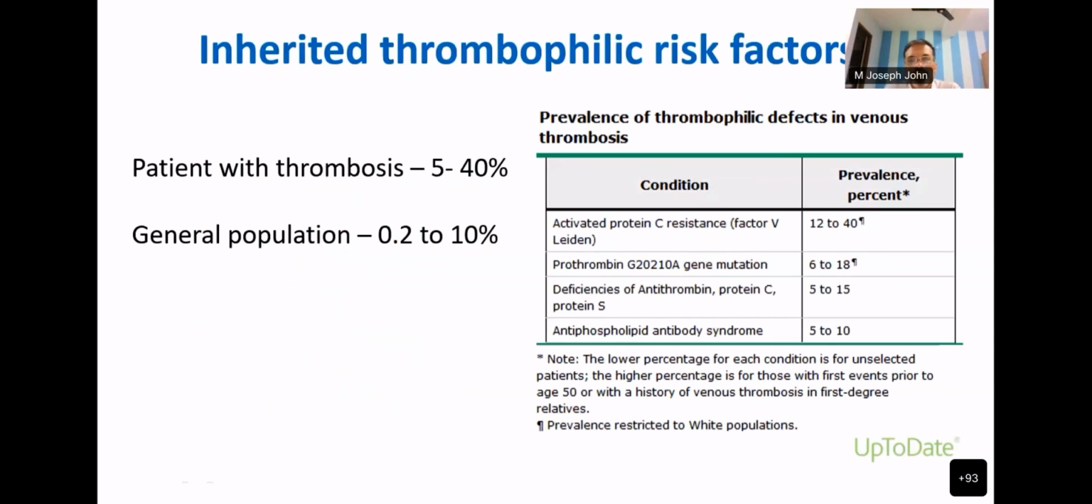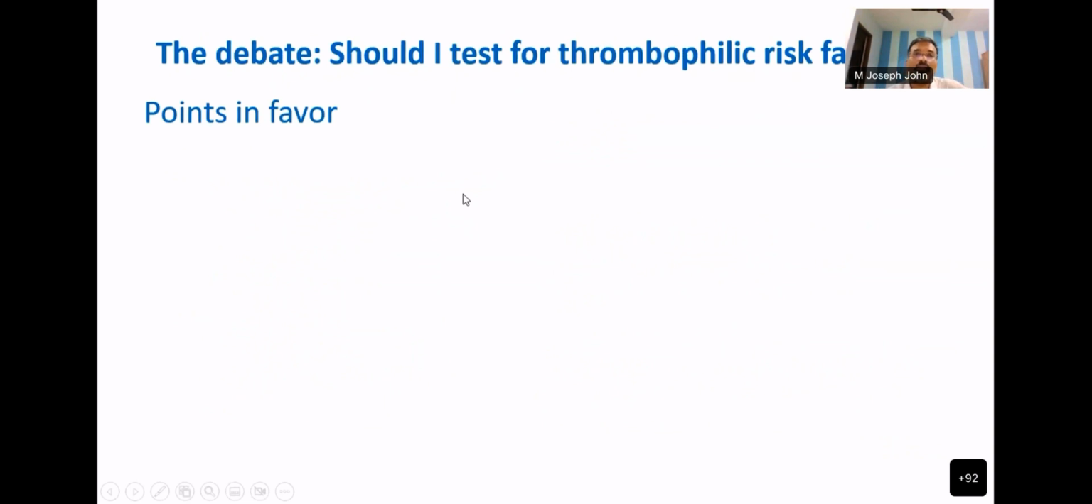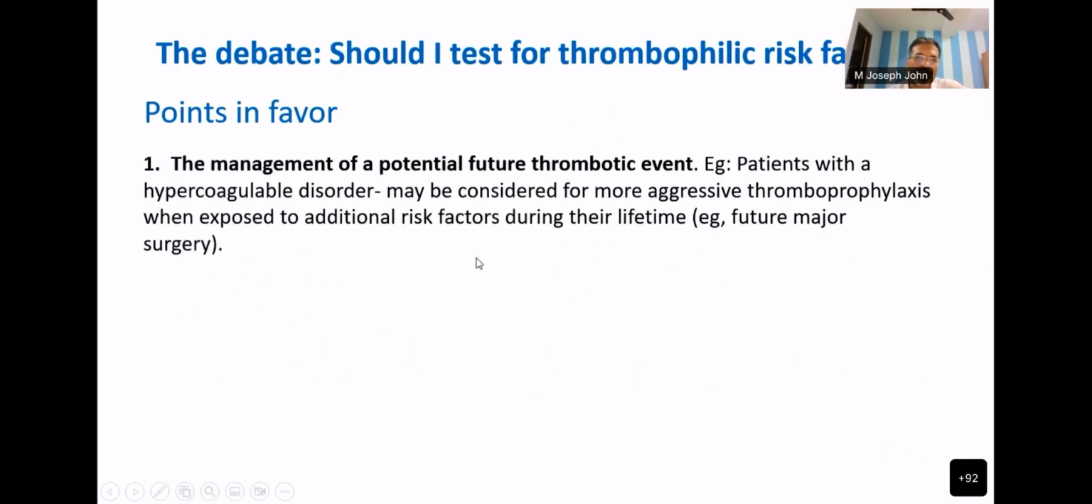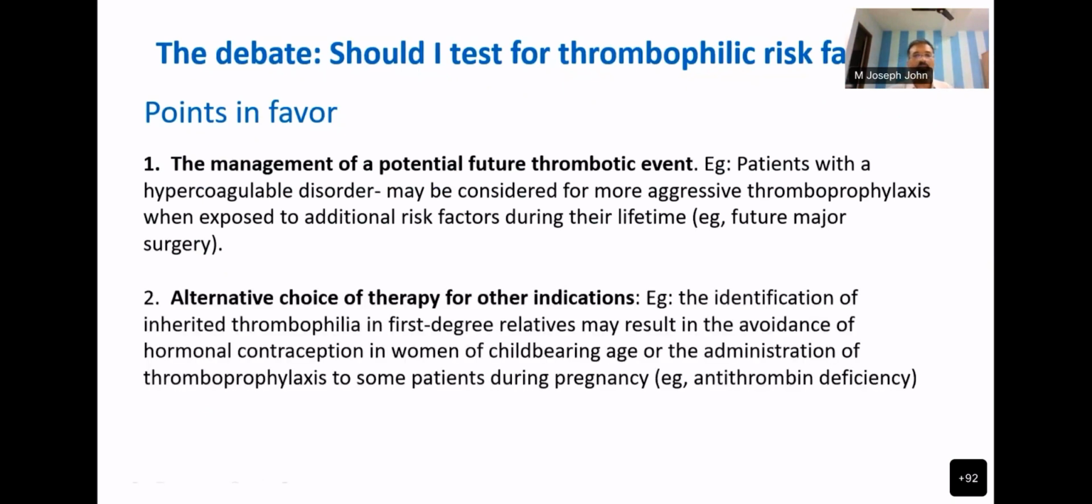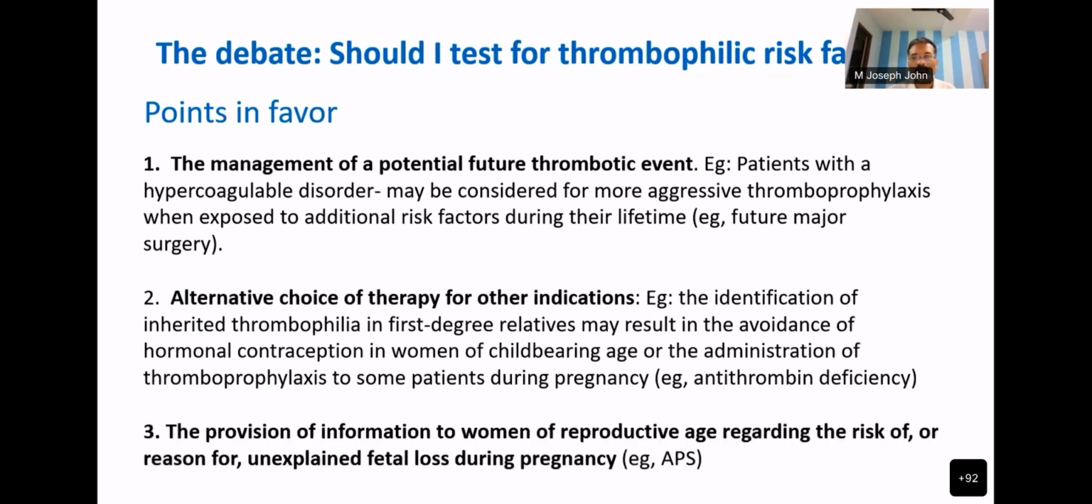In inherited situation, it is about 5 to 40%. General population is about 0.2 to 10%, as I mentioned, about the prevalence of thrombophilia situation in a person. So this is the point we need to understand whether to do or not to do. The debate, should I continue to test for thrombophilic factors? You can say that, okay, there is a potential future for a thrombotic event. The alternative choice of therapy has other indications and provision of information will help us in the reproductive age.